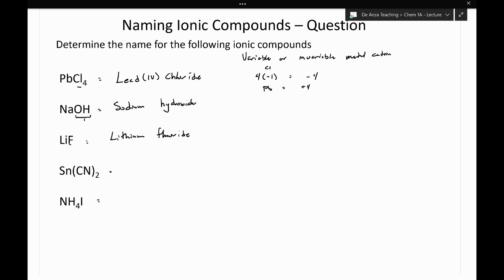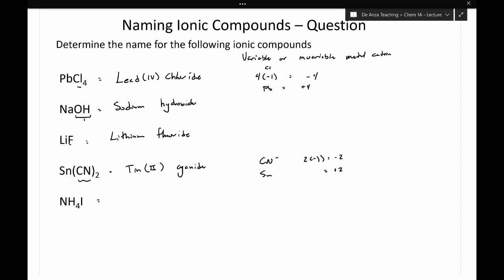Our next one is tin. If we look up tin, we can see that this is one of those metals that change their charge, so we're going to put its charge in parentheses, and our anion is cyanide. So we can write down the name of that species, cyanide. If we look up the charge of cyanide, it's cyanide minus. Since we have 2 cyanides, we have 2 times -1, so that's -2. Then your tin, to get charge neutrality, must be +2. So we'd say this is tin(II) cyanide.